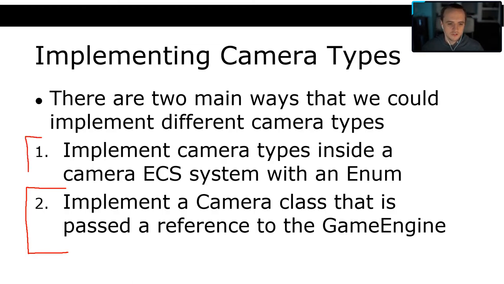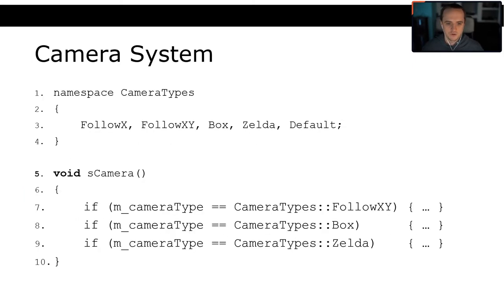But what we're going to do in this class is we're just going to do the first one here. We're now inside assignment 4, where we're going to have an S camera function. So we're going to have a system for how we actually move the camera. One of these ways, what I just described, would be a namespace where we define all the different types of cameras. So for example, we could have a follow X, follow XY, a box type of camera, a Zelda camera.